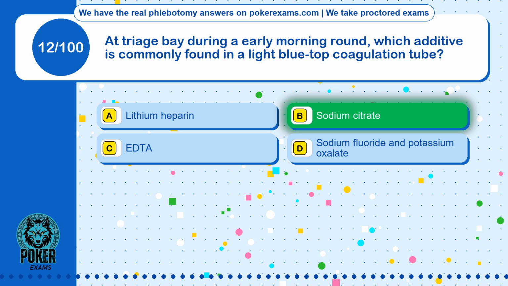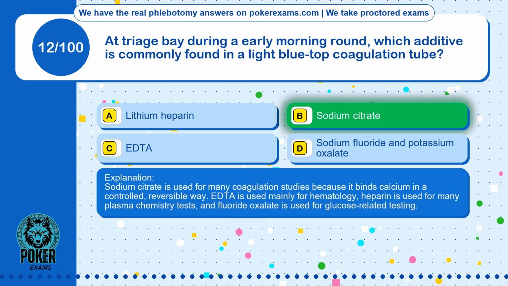The correct answer is option B, sodium citrate. Sodium citrate is used for many coagulation studies because it binds calcium in a controlled, reversible way. EDTA is used mainly for hematology, heparin is used for many plasma chemistry tests, and fluoride oxalate is used for glucose-related testing.